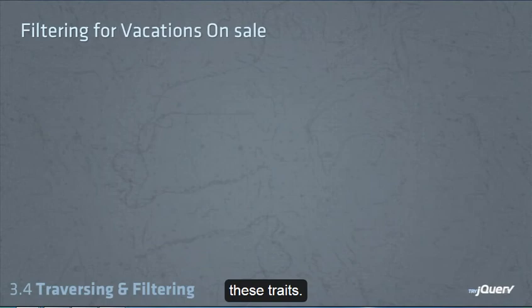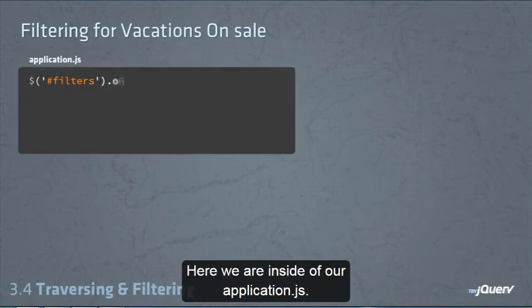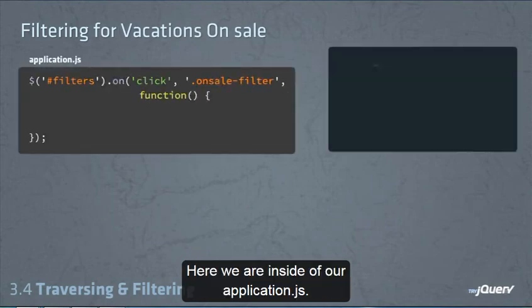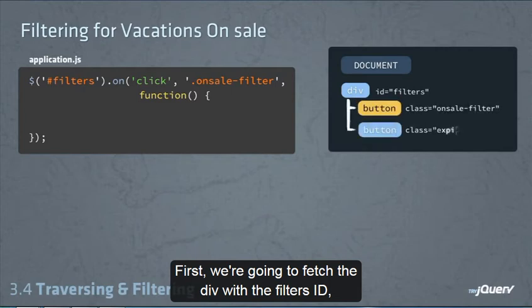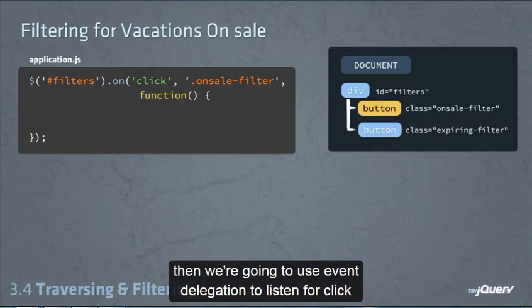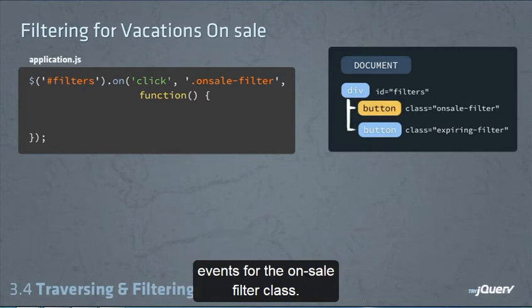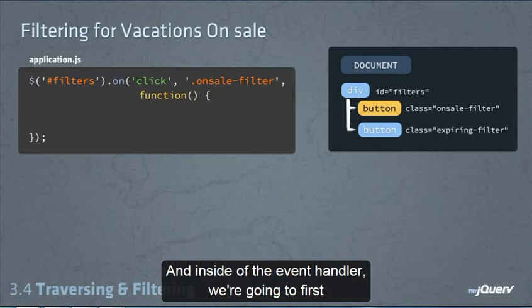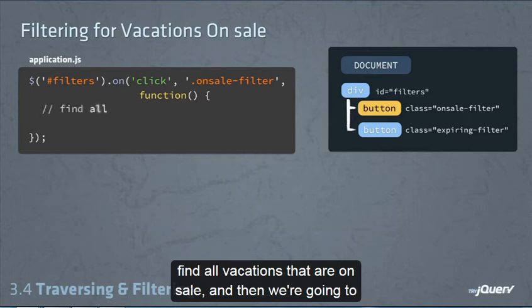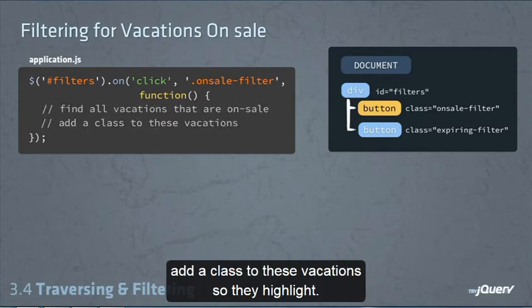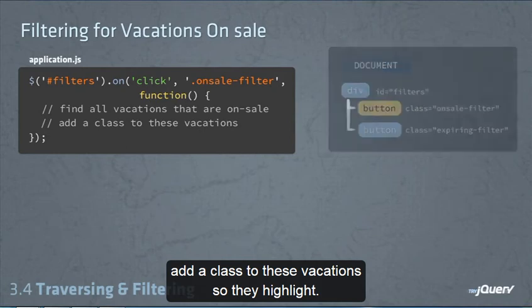So here we are inside of our application.js. First, we're going to fetch the div with the filters ID. Then we're going to use event delegation to listen for click events for the on-sale filter class. And inside of the event handler, we're going to first find all vacations that are on sale, and then we're going to add a class to these vacations so they highlight.